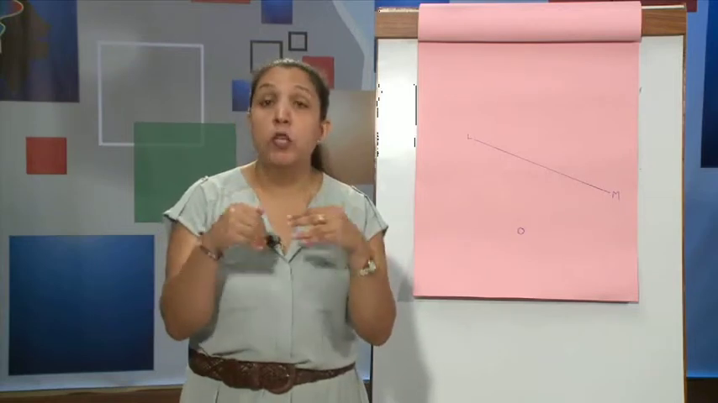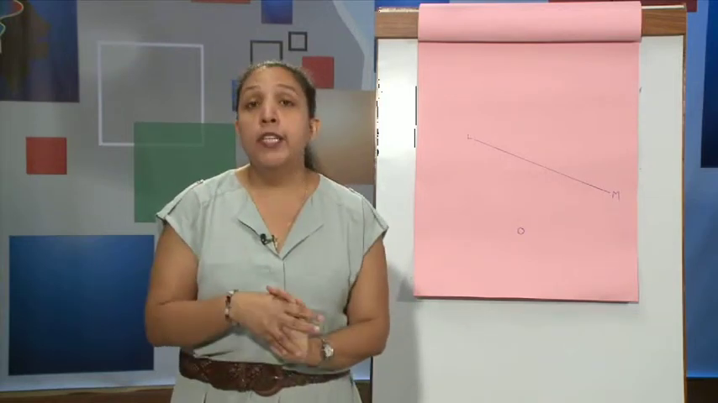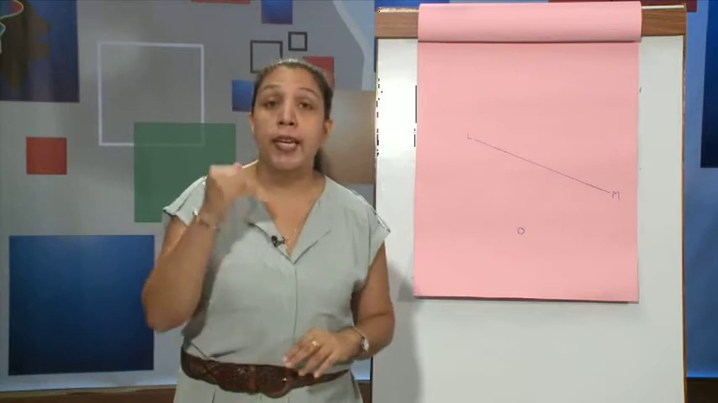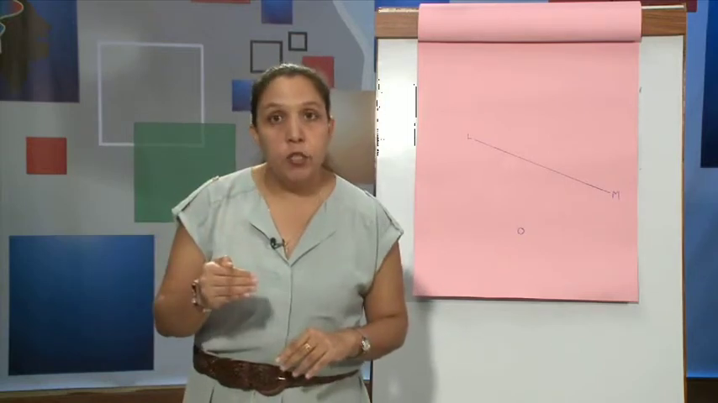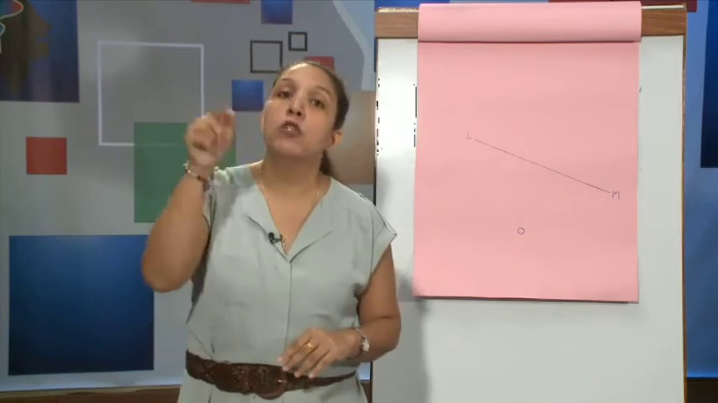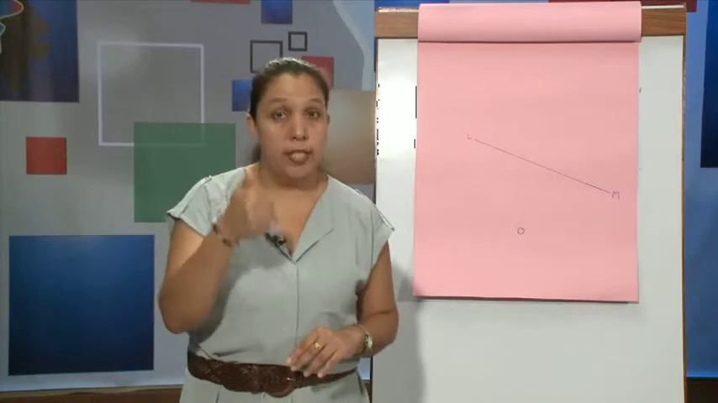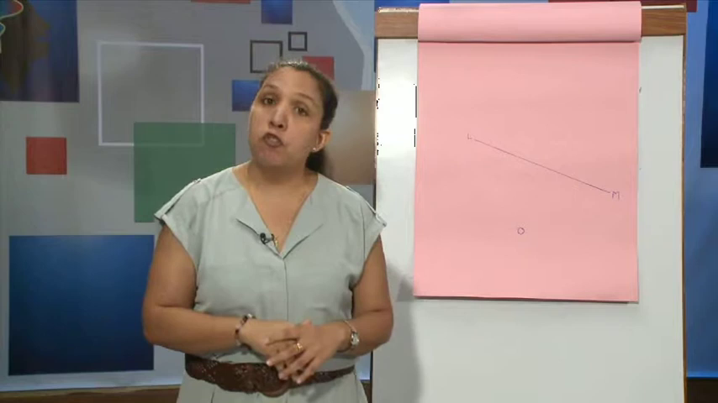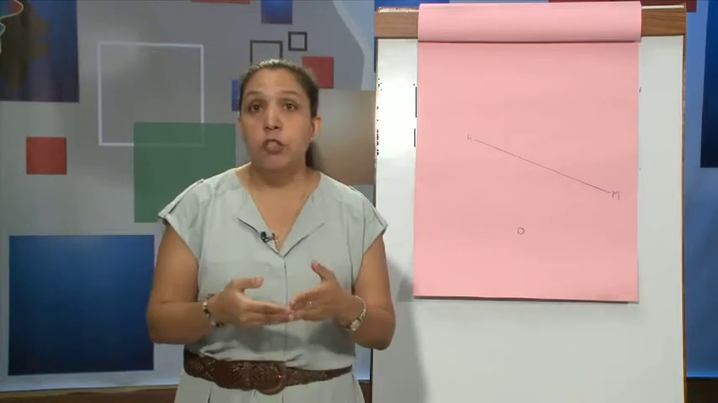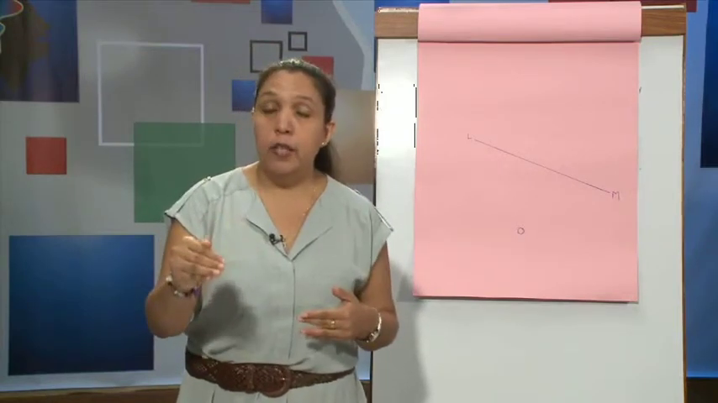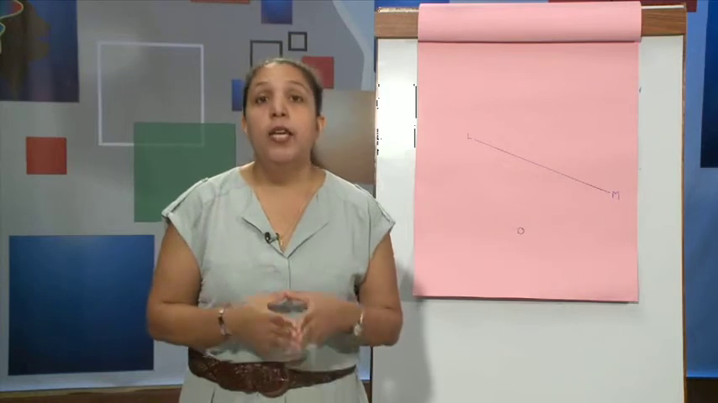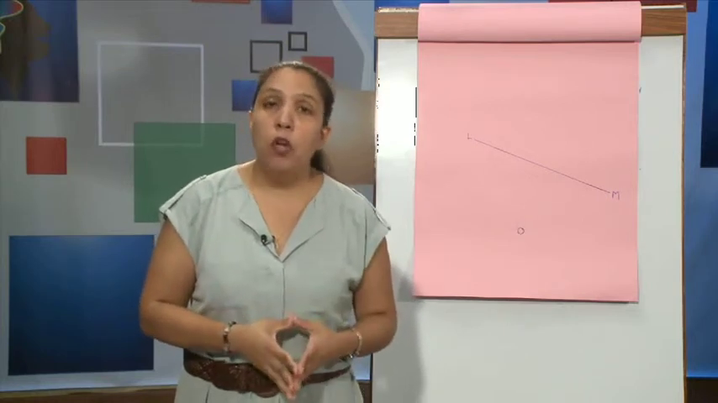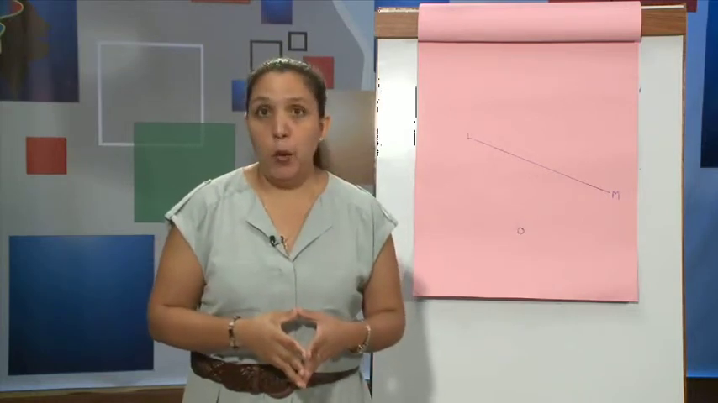Now, today, what are we going to do today? We're going to show you how to construct a line which is parallel to a given line, but which goes through a specific point. That's the first thing. Secondly, you will learn how to construct the bisection of a line, okay? And thirdly, you will learn how to draw the angle bisector, okay?